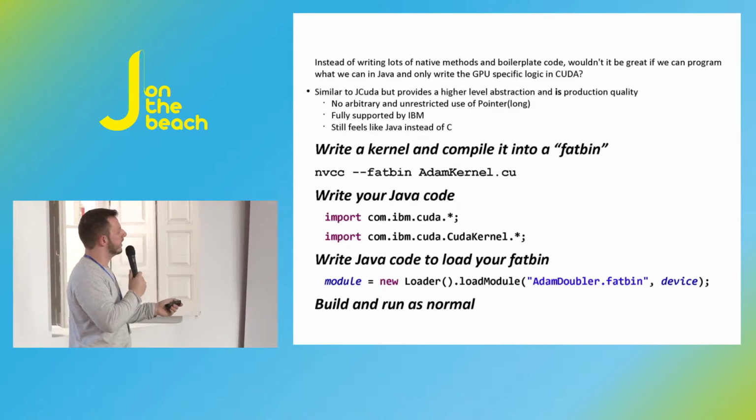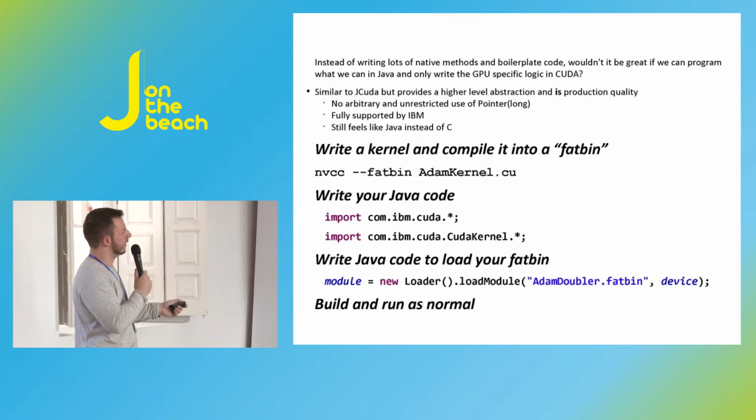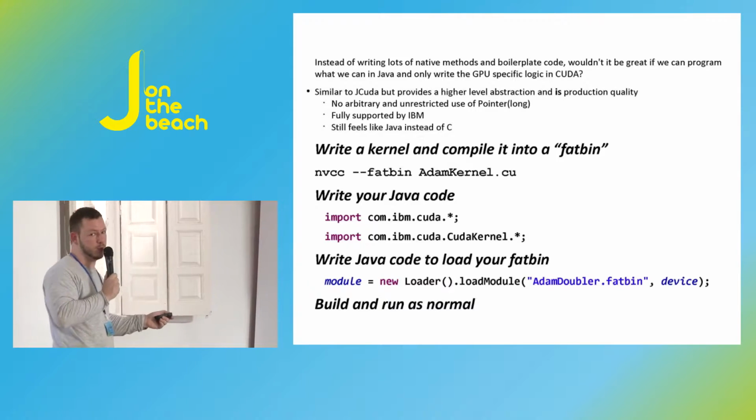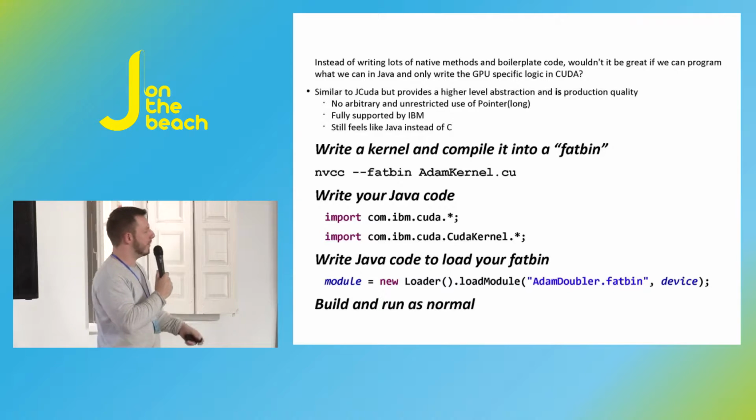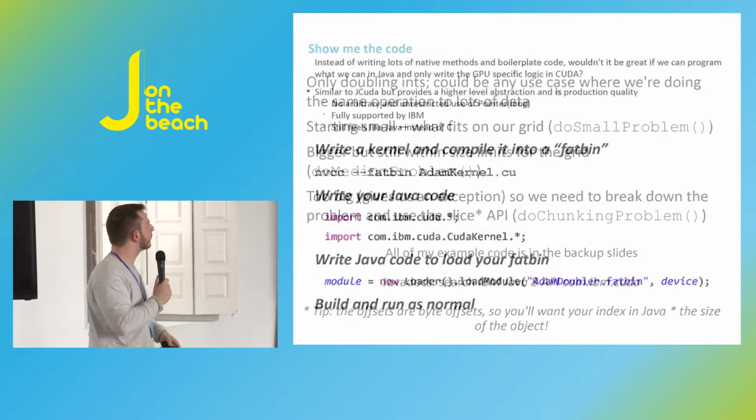And then we write your Java code using this package, ibm.cuda. And then you write your Java code and you load up something like this, like it's a fat bin. I renamed that file afterwards and I called it Adam Doubler. And it's a fat bin. And we build it and we run it as normal.